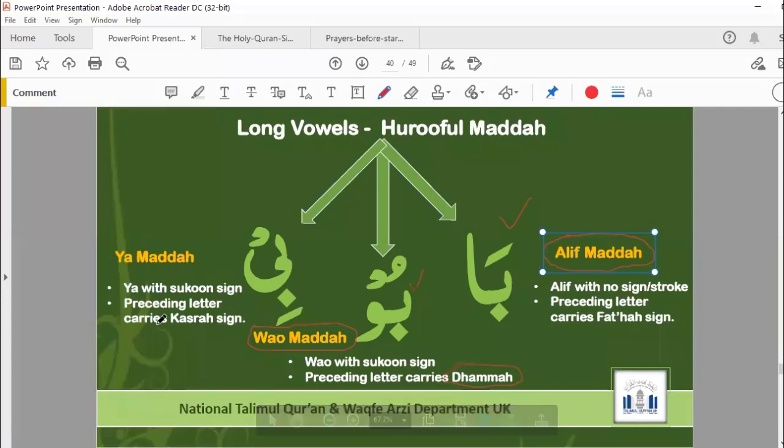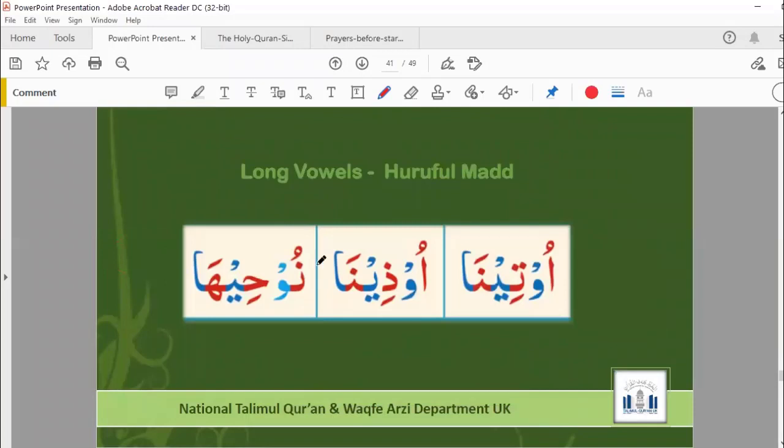Bu. Yes. And what is the condition of ya madda? Ya madda: ya with a sukun sign, and the preceding letter carries a kasra sign. Brilliant. Bi, yes. Now, just read these three words for me.